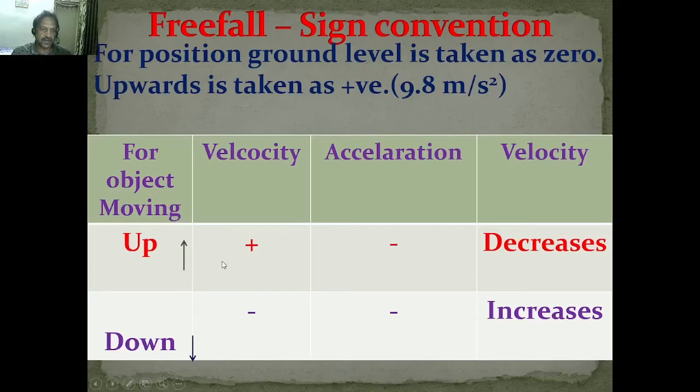For an object moving up, the velocity is positive. Since acceleration is negative, the velocity decreases as a function of time until it comes to 0. And when the object is moving down, velocity is negative. Since acceleration is negative, the velocity magnitude increases as a function of time.